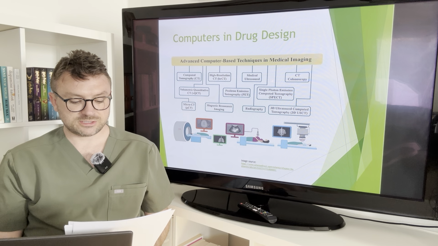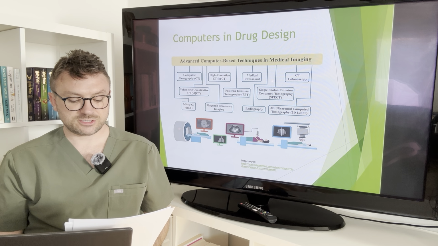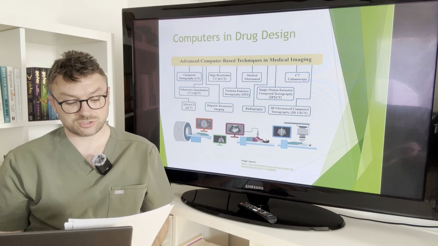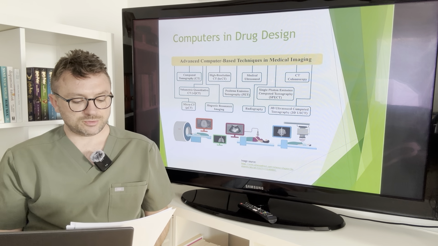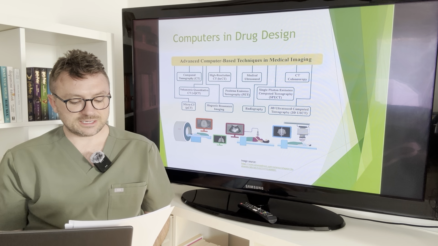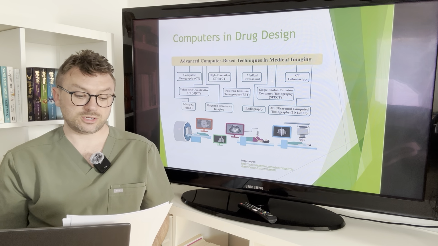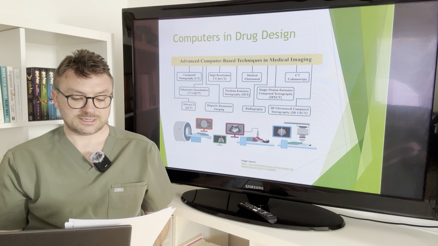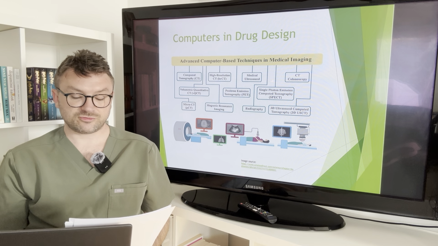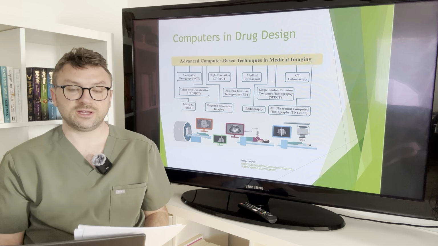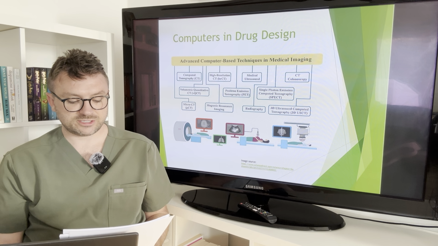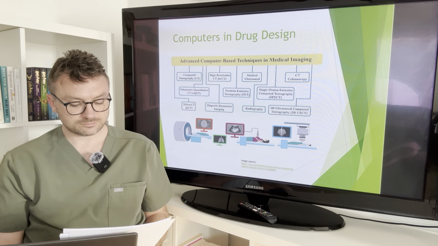The use of computers in drug design saves time, reduces costs, and improves efficiency throughout the drug development process, which is good. The use of computer technology has become particularly important because pharmaceutical development is expensive, often, as we all know, often costing billions of pounds and taking more than 10 years from discovery to market approval. By improving efficiency, computer-aided methods help reduce both financial risk and development timelines.